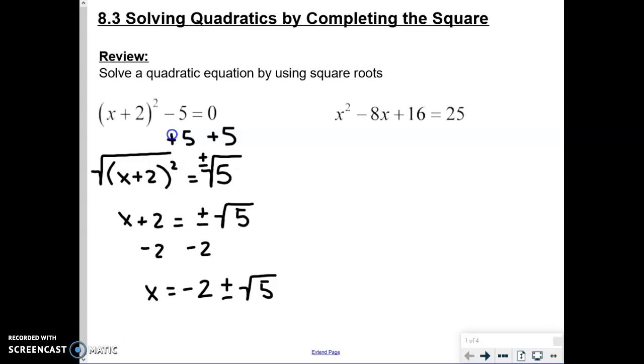So how are we going to be able to use that same square root property in solving a problem like we see here, where it is x² − 8x + 16? The answer is on the following page.